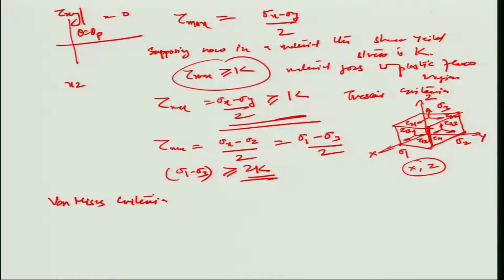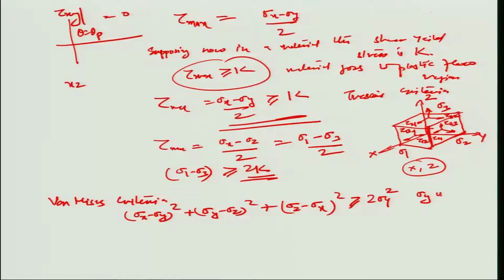So in the von Mises criteria also we had a relationship between sigma x minus sigma y squared plus sigma y minus sigma z squared plus sigma z minus sigma x squared to be greater than or equal to at least twice sigma Y squared, where sigma Y is the uniaxial yield strength, okay. So this is actually capital Y, let us not confuse it with this y right here. So this is capital Y, uniaxial yield stress of the material, okay.